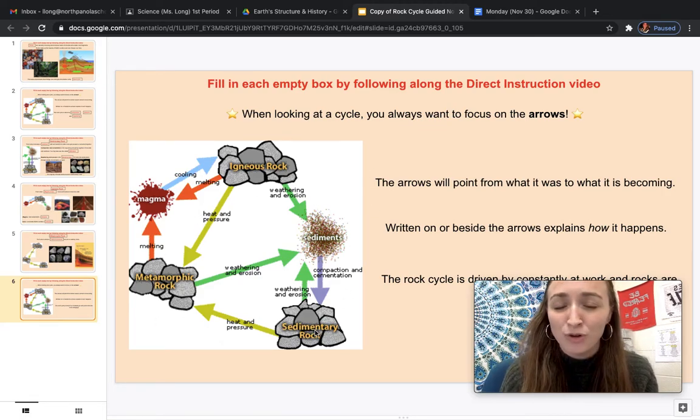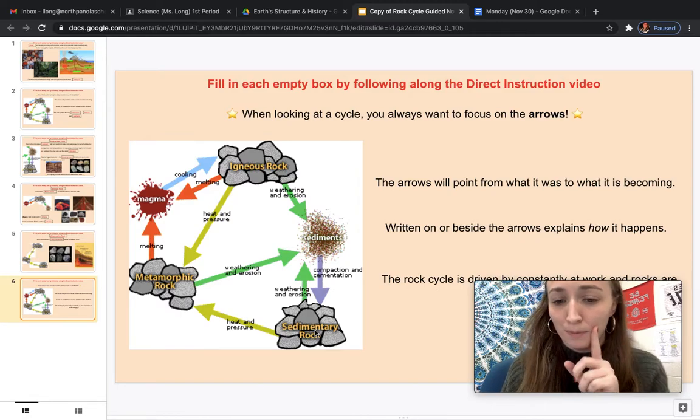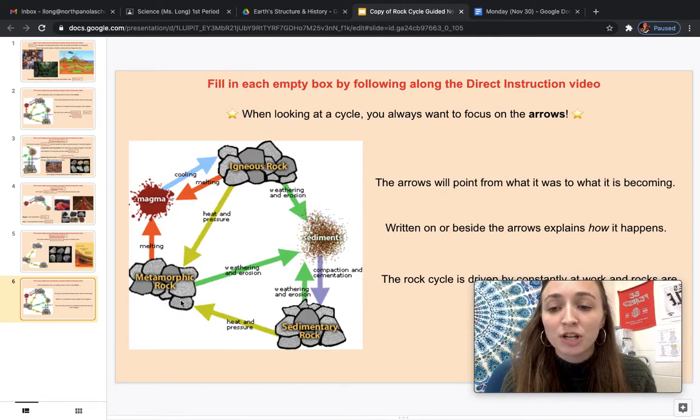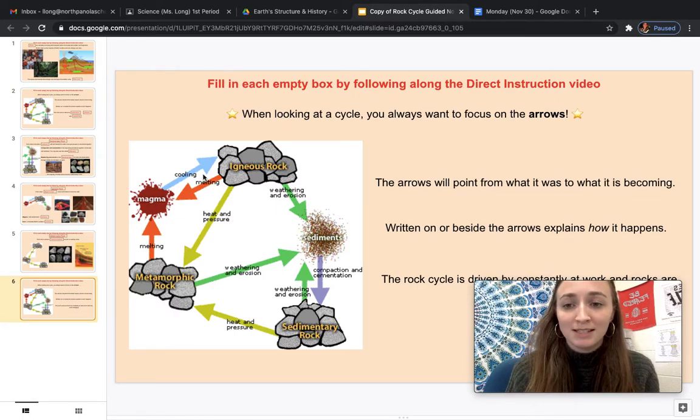When you're filling out your own rock cycle, which we're going to do tomorrow, spoilers, you just want to think about each rock. How is that formed? We know sedimentary rock, you need that compaction and cementation. Metamorphic rock, that heat, that pressure. And igneous rock, you need that magma cooling down, that magma or that lava.